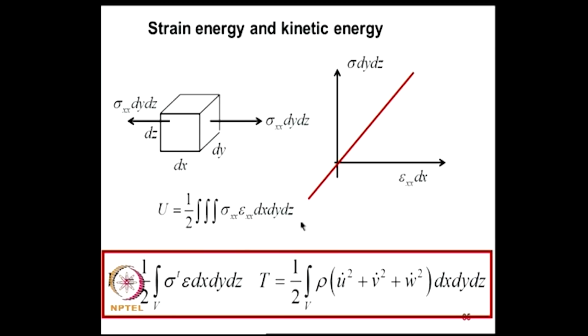This is given by this integral of sigma xx into epsilon xx dx. This is the force, and the elongation will be epsilon xx into dx. Therefore, this into this integrated over the entire volume will give us the total strain energy. So, this is the total strain energy. Kinetic energy is given in terms of displacement velocities u dot, v dot and w dot as shown here.